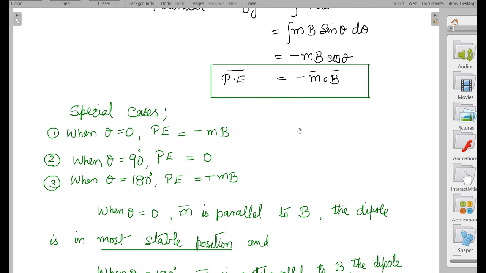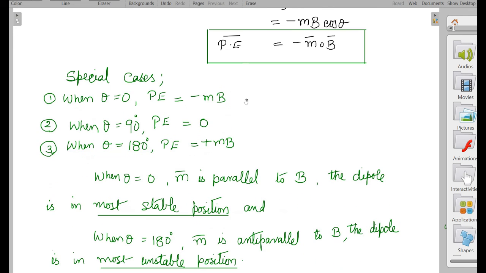Now let us see some special cases. When theta equals 0, potential energy is minus mB cos 0. We know cos 0 is 1, so potential energy is minus mB. When theta equals 90 degrees, that is when the dipole is perpendicular to the external magnetic field, then potential energy is minus mB cos 90, which is equal to 0.